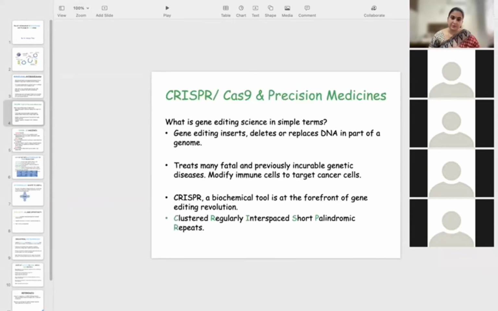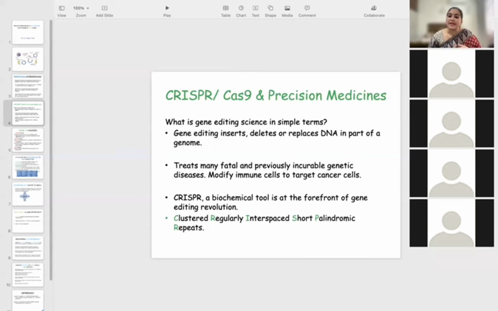CRISPR can be used for gene editing. How do we do it? Because this Cas9 acts as a nuclease. I hope you all know what a nuclease is. Nucleases are the enzymes which can cut nucleic acid segments.